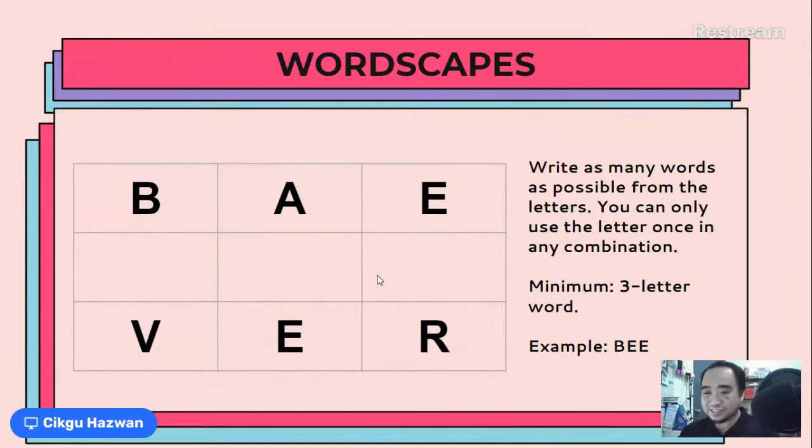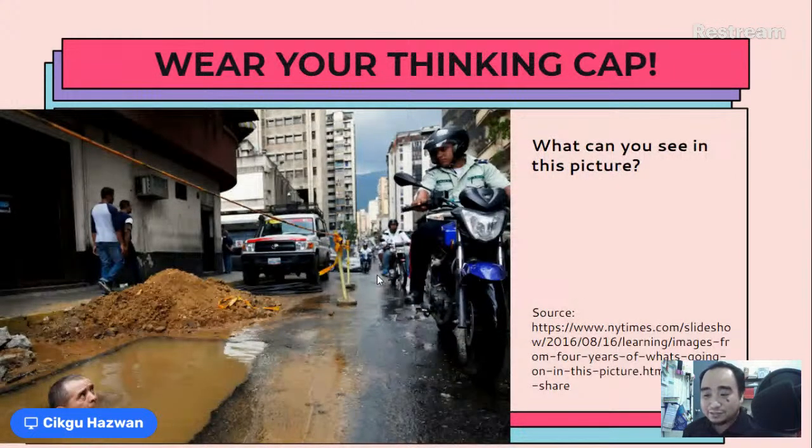Next, just to make everybody wear your thinking cap because we have a very long session today, let's take a look at this picture. Just grab your imaginative thinking cap and wear it. What can you see in this picture? You can type in the chat box. It can be in the form of a word, a phrase or a sentence, just anything that you can see in the picture.